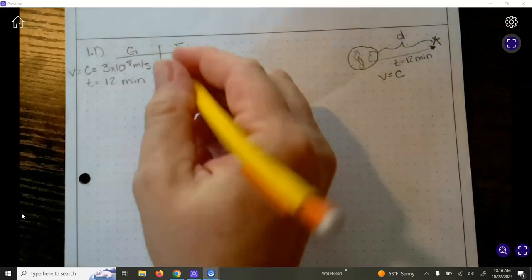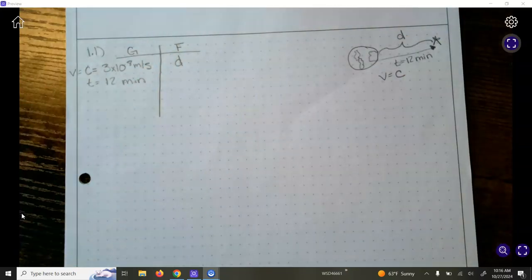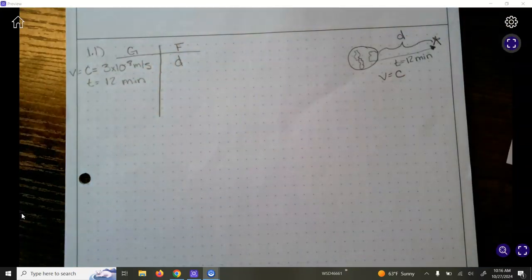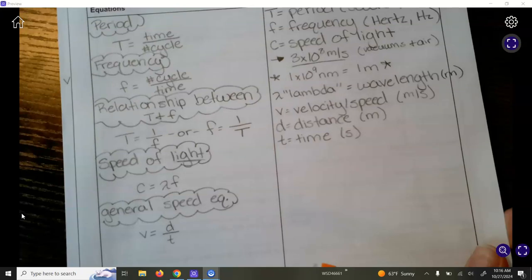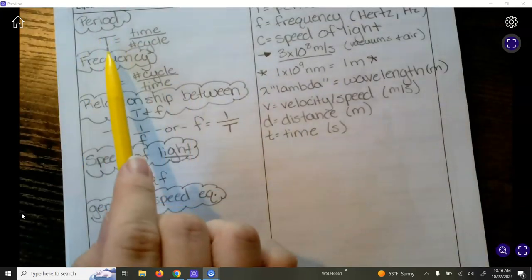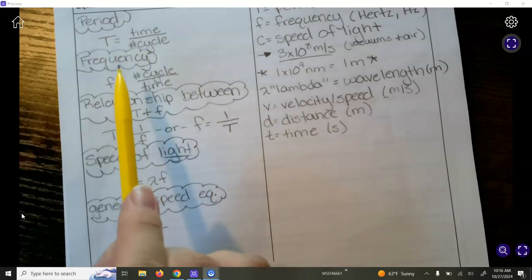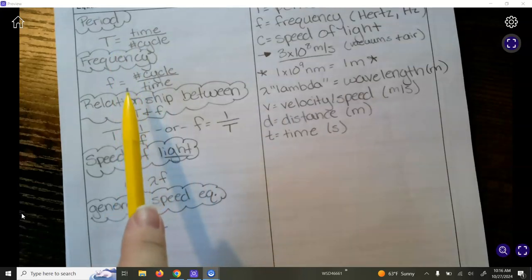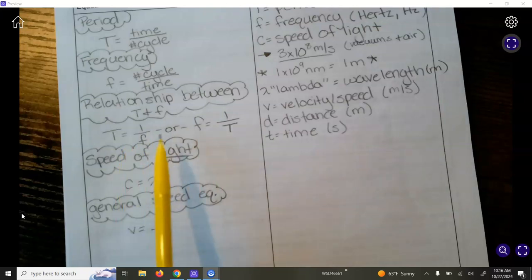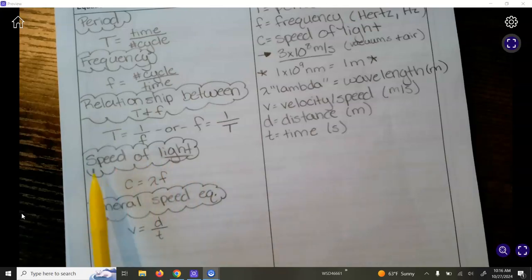We're looking for D. Now tell me, if you look at the front of your packet again, which equation are we going to use? It might be a little confusing at first because I did write the letter C here, but I'm going to tell you we're not using the period equation. This has nothing to do with the period. We're not using the frequency equation. It has nothing to do with frequency. We don't care about the relationship between those two variables either. It has to be either the speed of light or the general speed equation. It has to be one of these two equations. Which one do you think it is? The general speed equation is the one we're going to use.